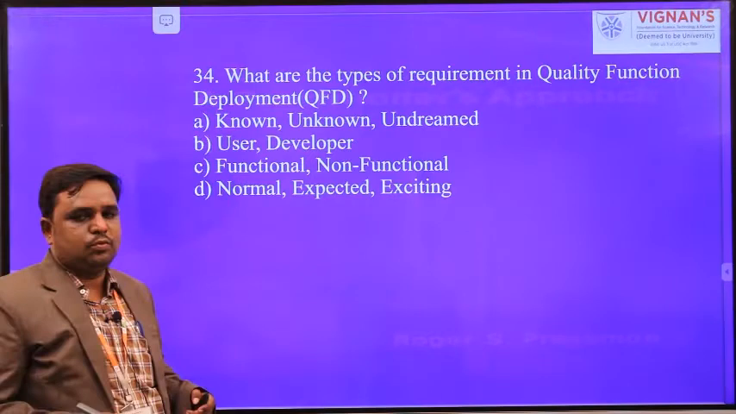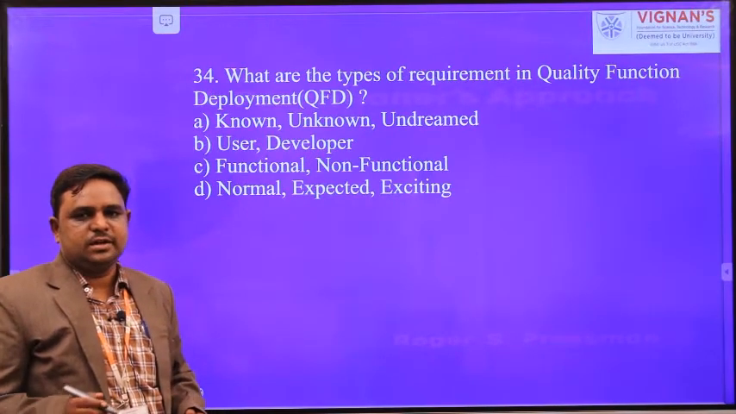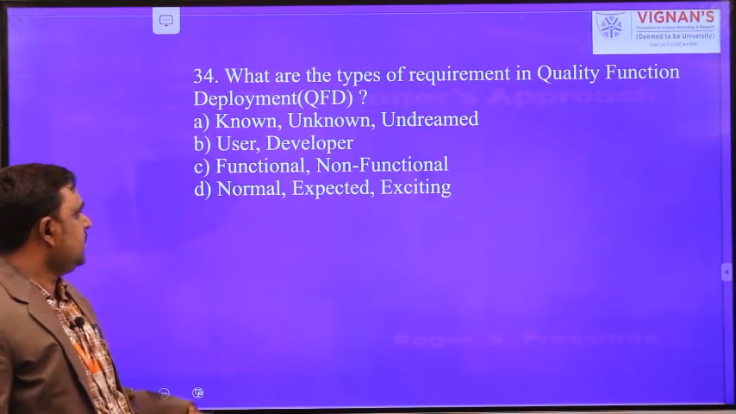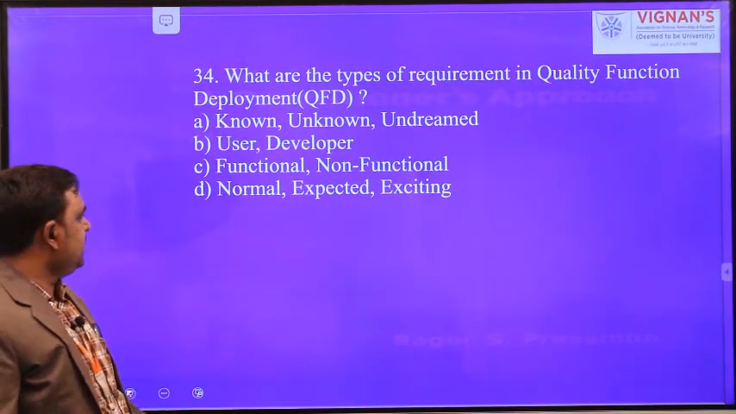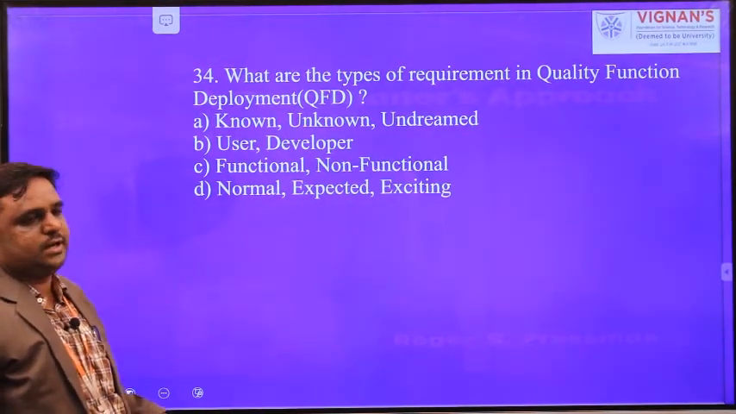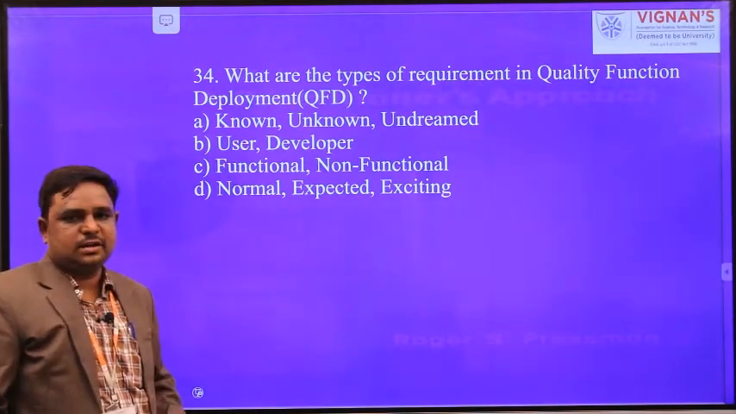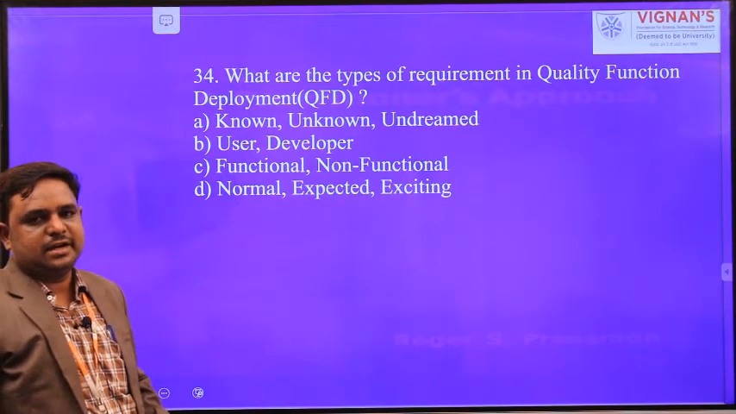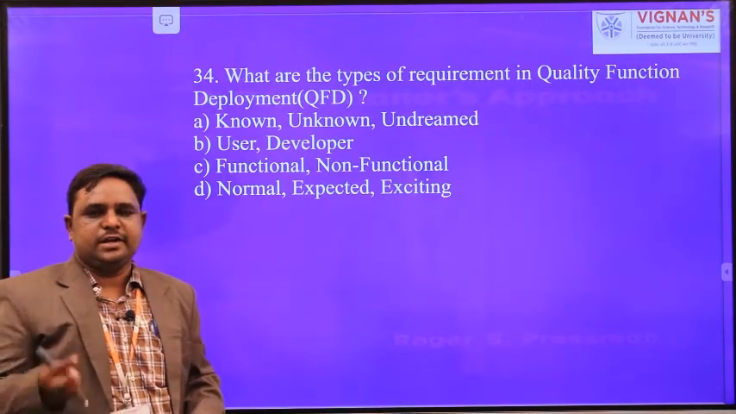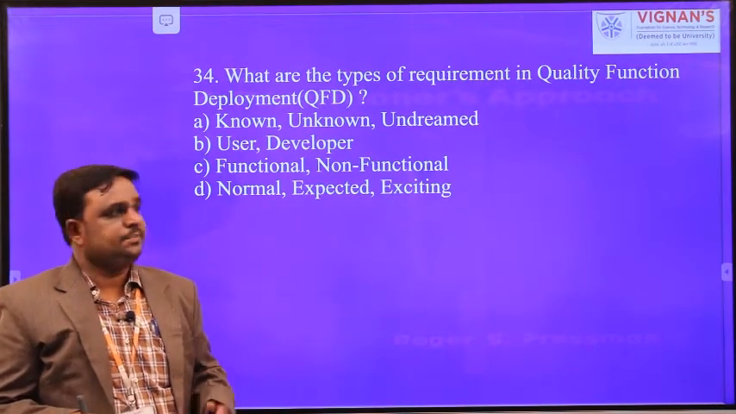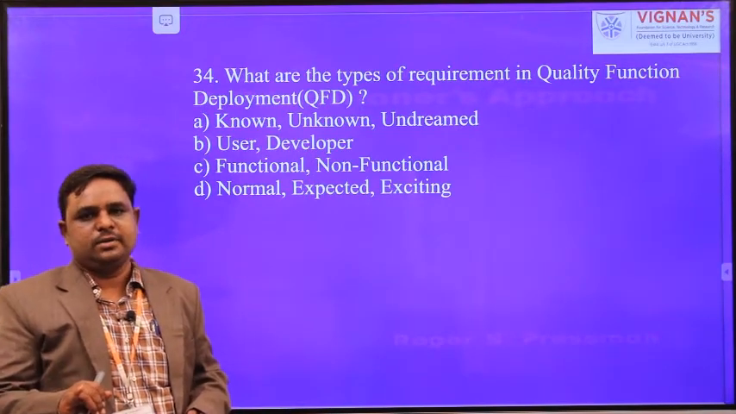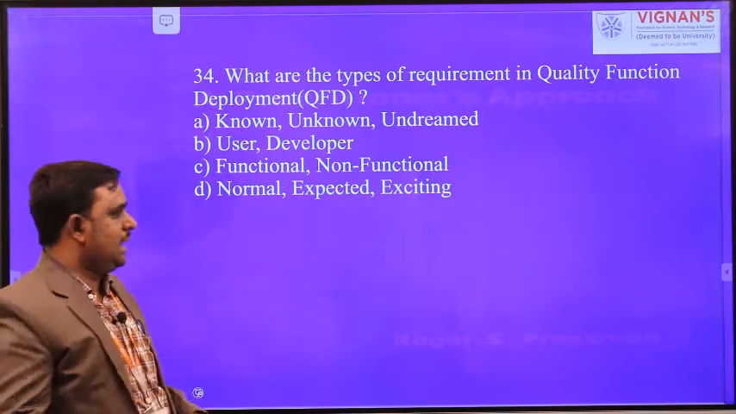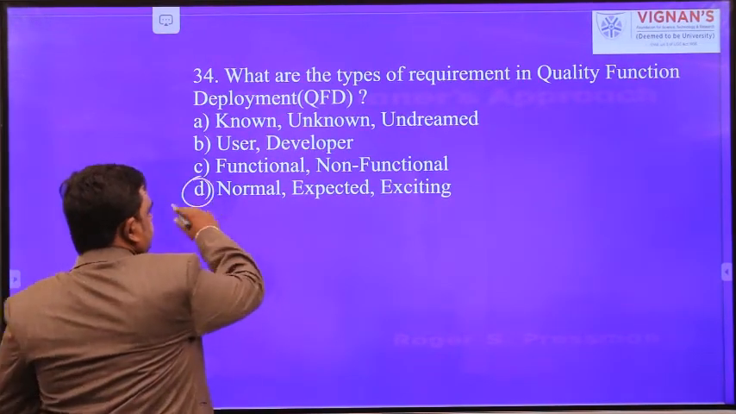So the question is, what are the types of requirements present in the QFD, that is quality function deployment? The options are known, unknown, undreamed. Next option is user, developer. Next functional, non-functional. Next one normal, expected and exciting. So here we have 3 types of requirements in the QFD, that is normal, next one is expected, next one is exciting. So the answer is D.